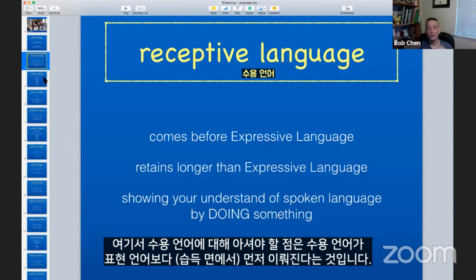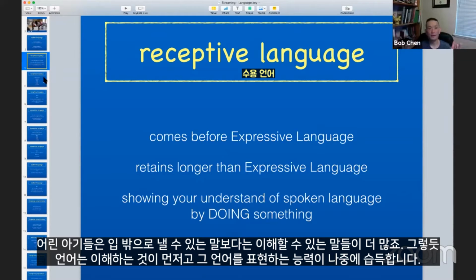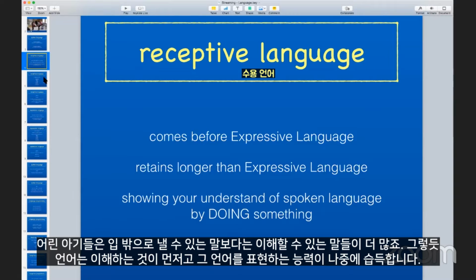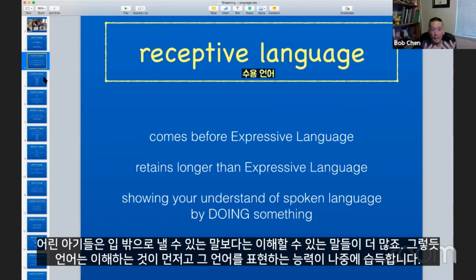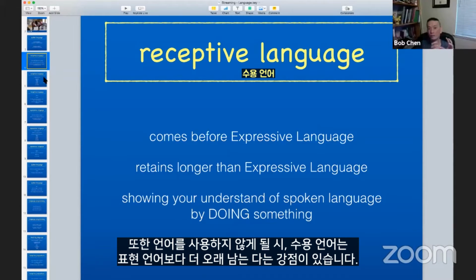Receptive language always comes before expressive language. When you have a baby, the toddler is going to understand more than they can say. So us understanding language comes first, and then our ability to produce language comes later. Receptive language is also stronger in that it remains longer when it goes away. It remains longer than expressive language does.